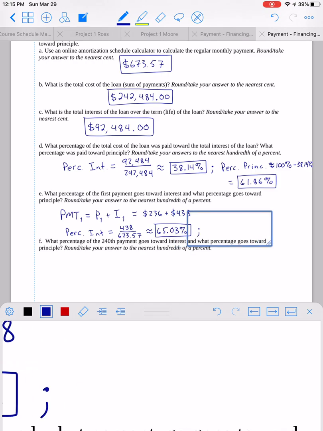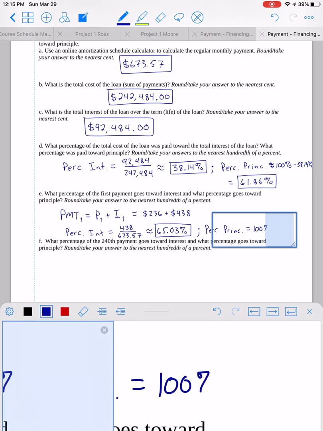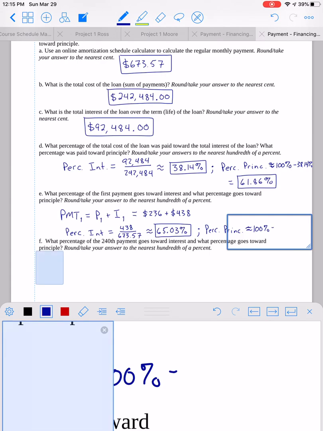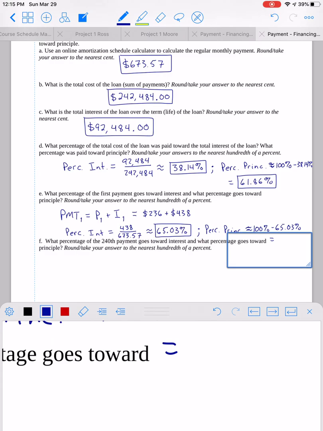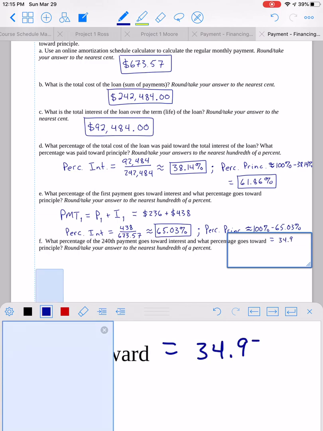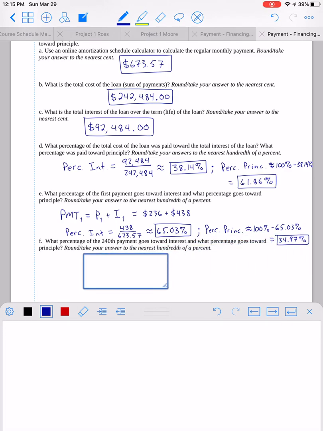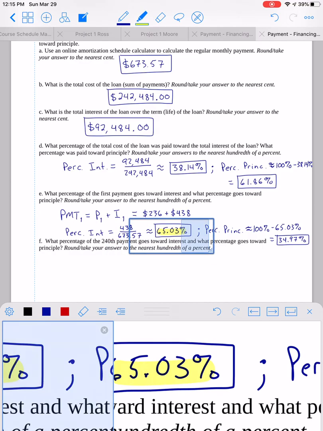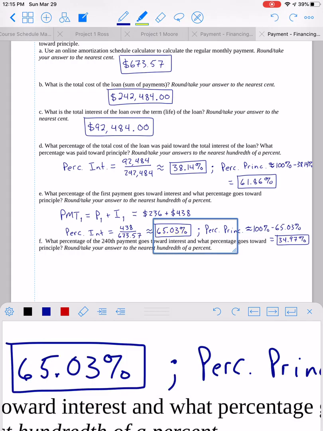Okay, we can use the same trick for the percentage principal as well. So percentage principal, we'll just use 100%, and it's rounded because, or approximate because this number was rounded, 65.03%. Again, that complement rule just helps us have a shortcut. Otherwise, we could divide 236 by 673, get something similar. And this amount comes out to 34.97%. Okay, carrying it to the second decimal place, or the hundredths of a percent. So that's payment one's breakdown. It looks like quite a bit more interest, 65% versus the principal being 34.97%. Okay, what happens in the 240th payment?